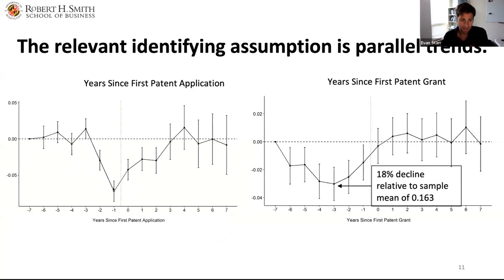It maxes out here, and this is actually an enormous effect. If you just look at this, the point estimate here is about 0.07, which is a 43% decrease relative to the sample average of 16%. This is a very large decrease we're finding here in the pre-period. And then you'll see it rises back afterwards. Okay, so what is this?